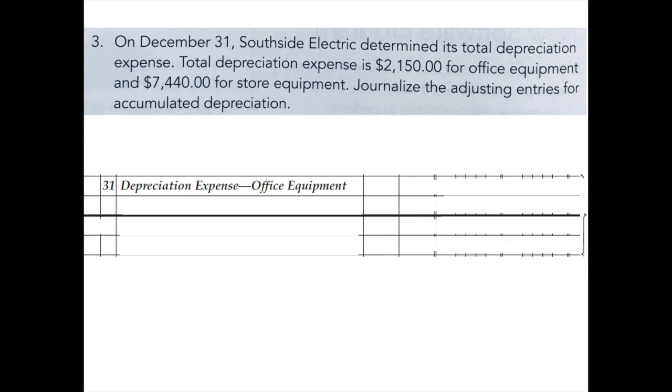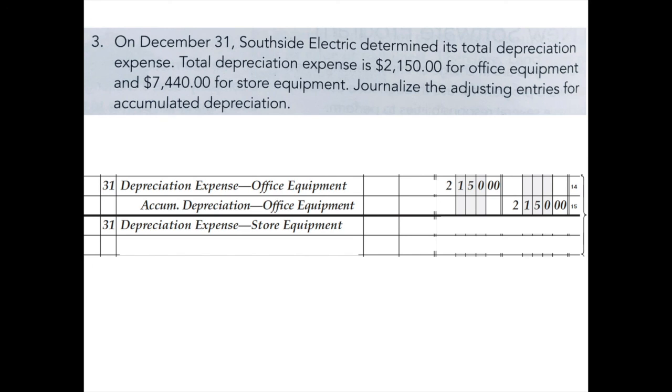Depreciation expense is going to be debited for the total amount of your office equipment depreciation expense, $2,150. Accumulated depreciation for office equipment will be credited. Depreciation expense is going up. Accumulated depreciation is going up also. Your second entry will look like the first one, the 31st. You'll have depreciation expense for your store equipment debited, meaning that expense is going up for the total amount of depreciation of all your store equipment. Your accumulated depreciation for your store equipment is also going up. Remember, that's a contra asset account, so therefore it has a credit balance and it's going up.